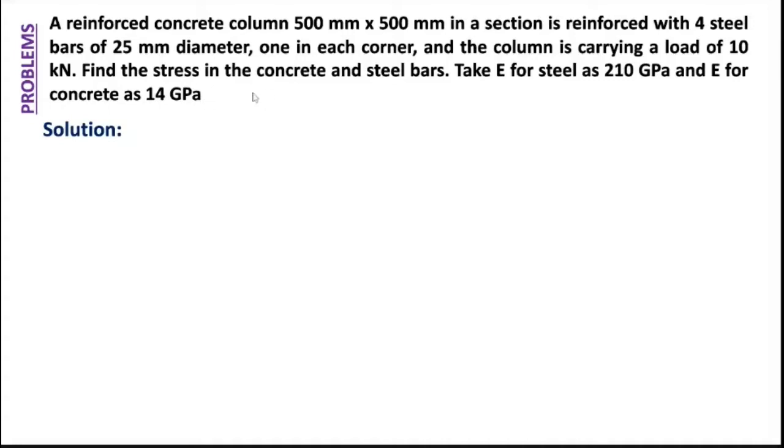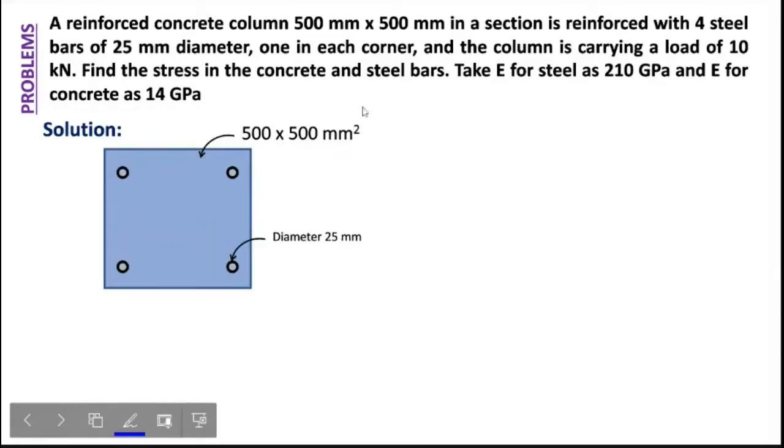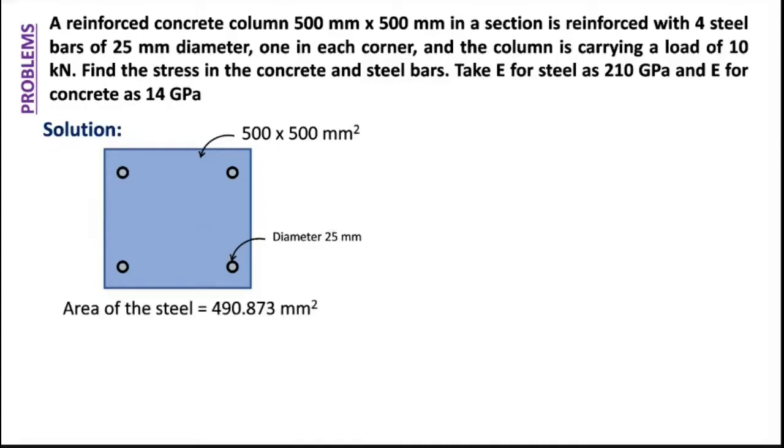The first step is, let us identify Young's modulus for steel divided by Young's modulus for concrete, which will be equal to 210 divided by 14. How much will it be? I think it is 15. So this is my cross section, which is 500 by 500, and the diameter is given, which is 25 mm. Now for the area of the steel, pi by 4 d square. What are you getting? You are getting 490.25.